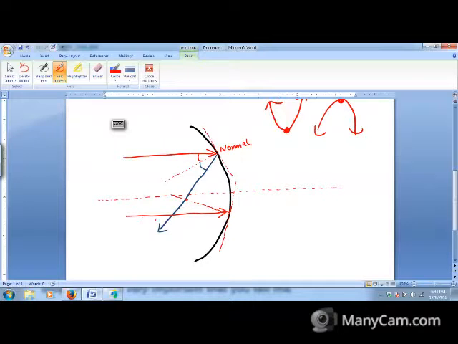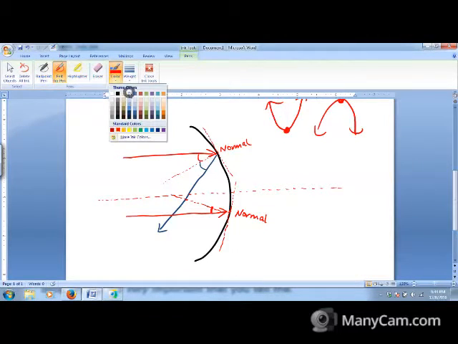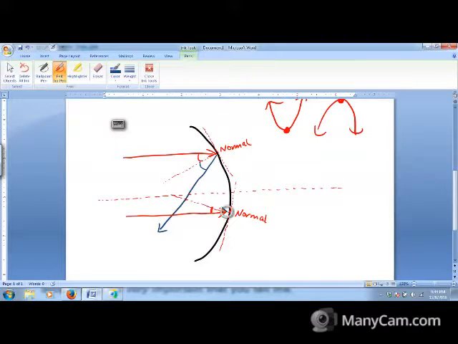Okay, so this incident ray is coming in with respect to this normal line. So this is the normal line, and this is what we're going to use to create this angle right here. This is the angle of incidence. The angle of reflection is going to be the exact same, and it's going to do something like this. Okay, so these two angles should be identical, and you can see a pattern.